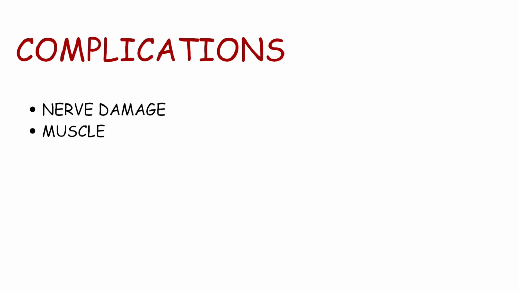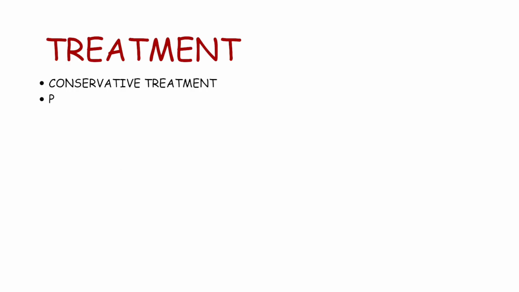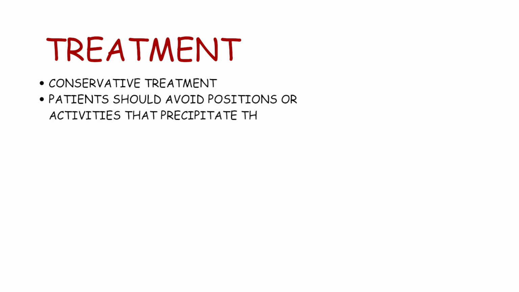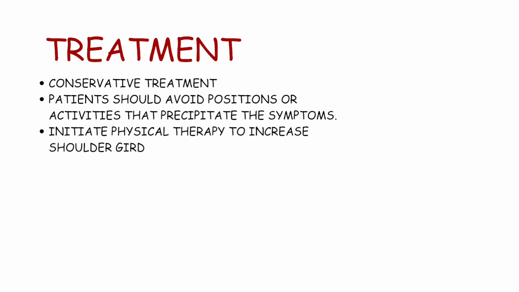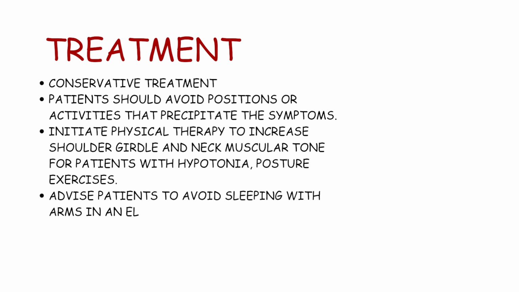Complications: nerve damage, muscle atrophy, vascular complications, chronic pain, limited range of motion. Thoracic outlet syndrome treatment. Conservative treatment. Patients should avoid positions or activities that precipitate the symptoms. Initiate physical therapy to increase shoulder girdle and neck muscular tone for patients with hypotonia. Posture exercises. Advise patients to avoid sleeping with arms in an elevated position or folded under the pillow.